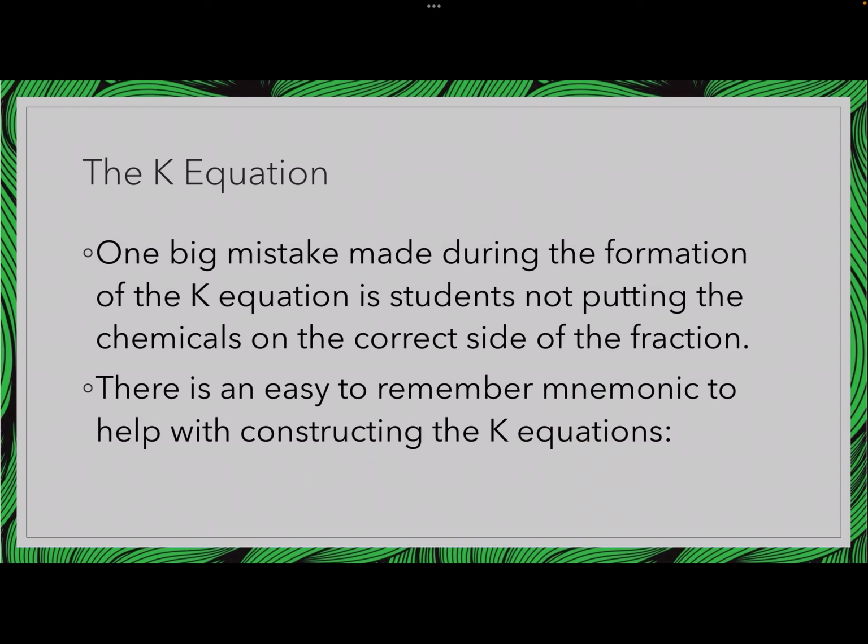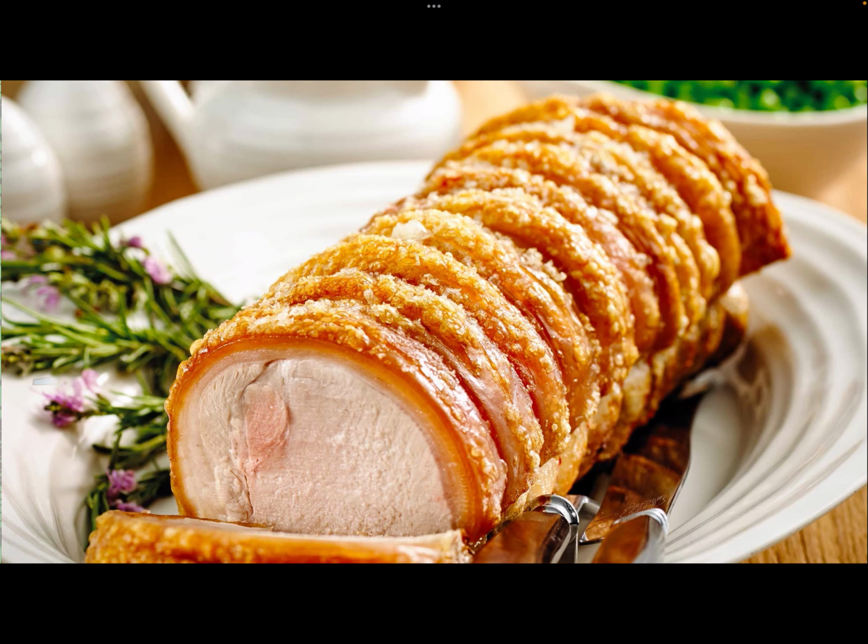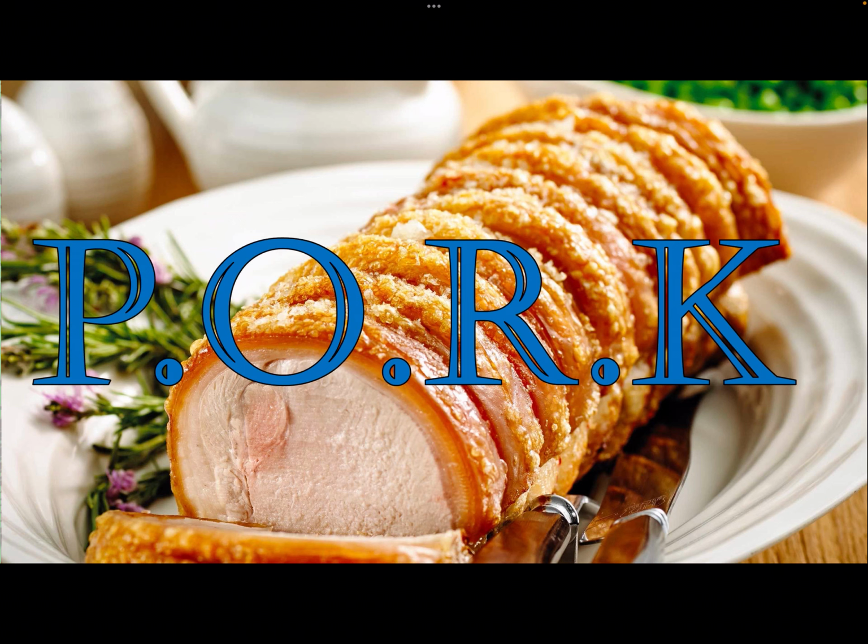Now, one big mistake made during the formation of K equations, and don't worry, we will do some more examples, is students not putting the chemicals on the correct side of the fraction. They might put reactants over products. But we want to do products over reactants, and there's an easy mnemonic that I love to use to help with constructing our K equations, and that is pork. P-O-R-K. What does it mean?